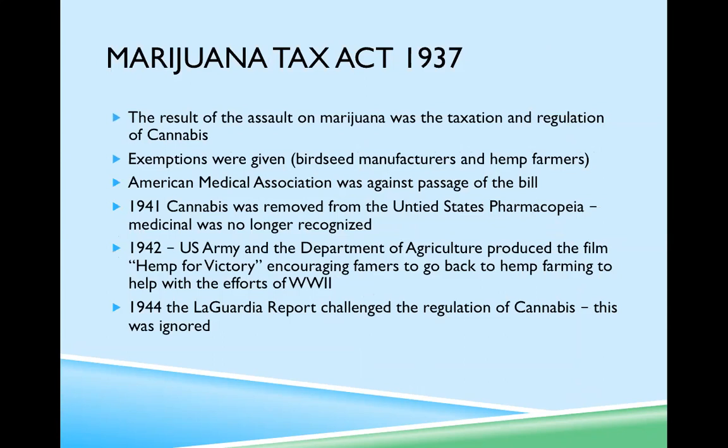The result of the assault on marijuana was the taxation and regulation of cannabis known as the Marijuana Tax Act of 1937. Exemptions were given to some businesses, such as birdseed manufacturers and hemp farmers. The American Medical Association was against the passage of this bill because they still considered the use of marijuana for medicinal purposes. In 1941, cannabis was removed from the United States Pharmacopoeia, and the medicinal use was no longer recognized.